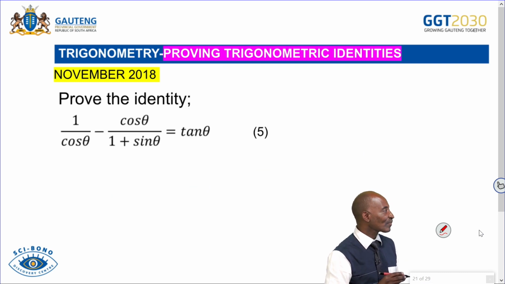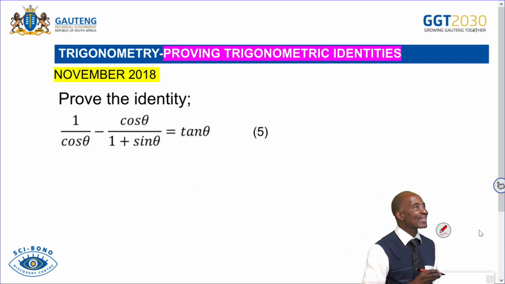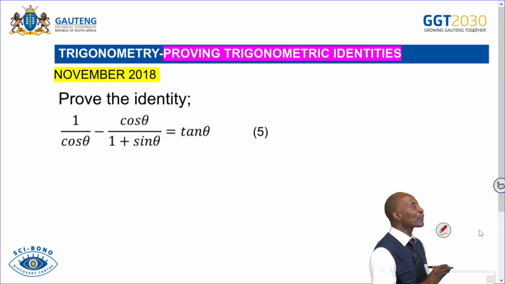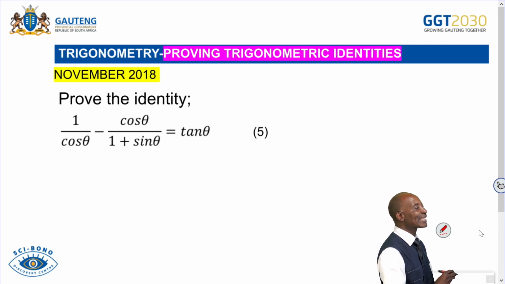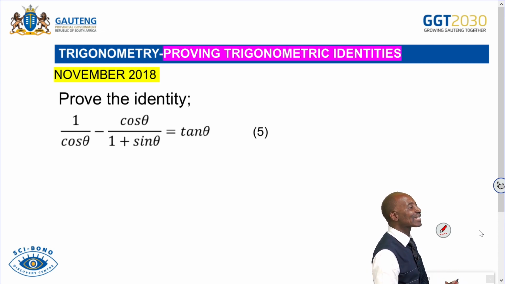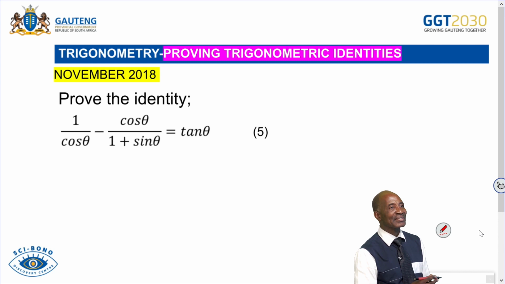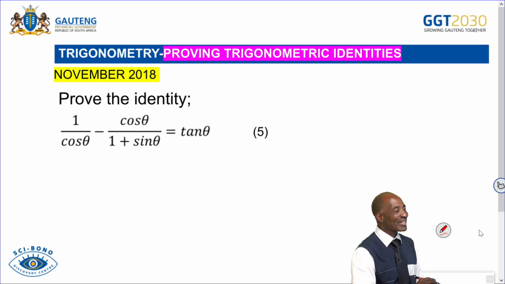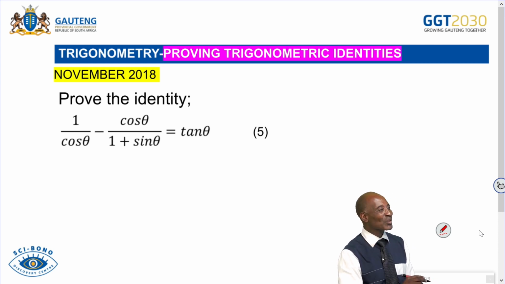Okay. Then we come to this other identity. It says prove the identity 1 over cos theta minus cos theta divided by 1 plus sine of theta is the same as tan of theta. Okay. This is a very interesting one. Where do we start on this one? Let's think. Tell me, where must I start on this one?